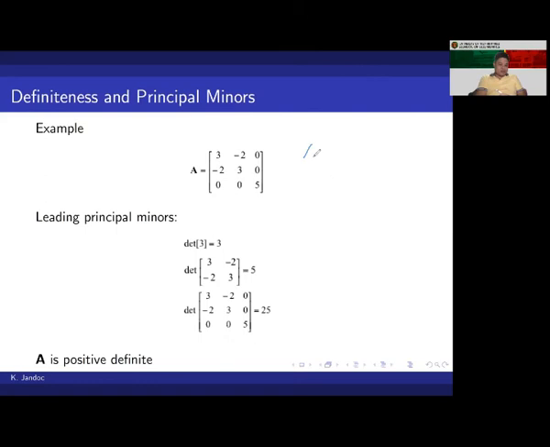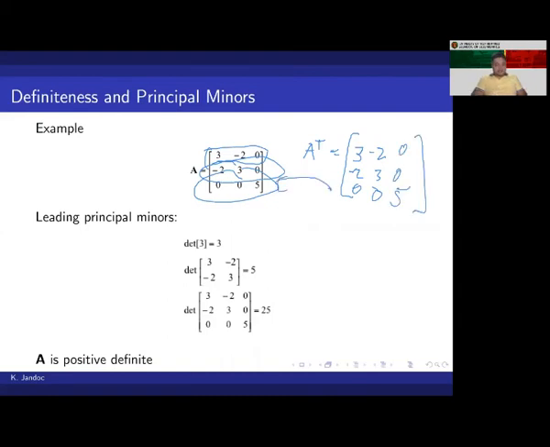How do we know that? Well, we get the transpose of A. We make the first row the first column: 3, negative 2, 0. The second row, the second column: negative 2, 3, 0. And the third row, the third column: 0, 0, 5. Notice that this is the same matrix as A. So therefore, this matrix A is symmetric.